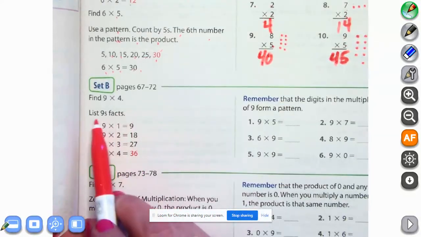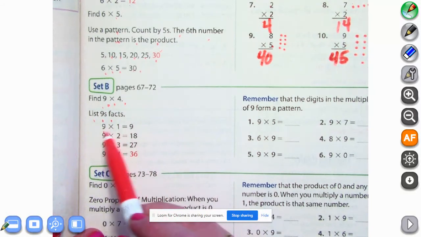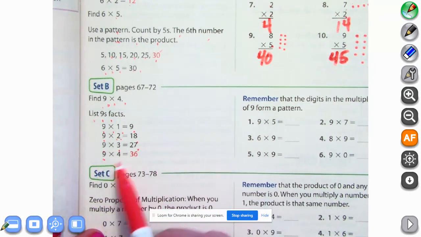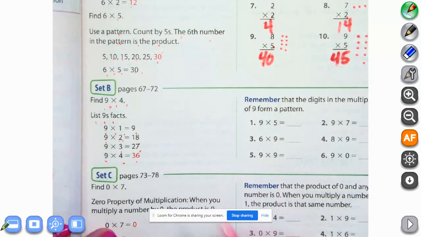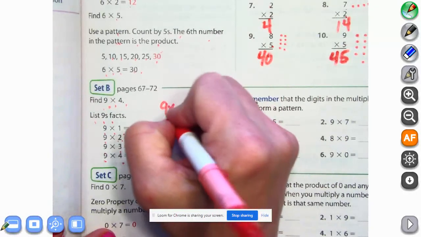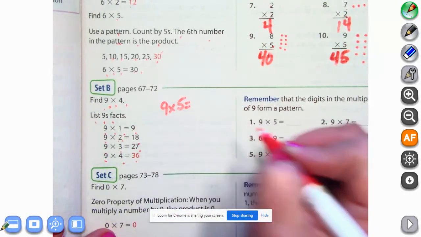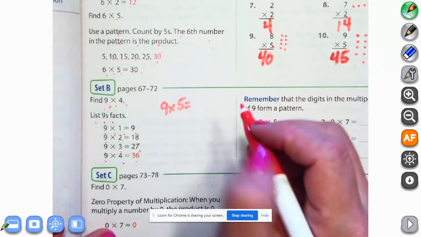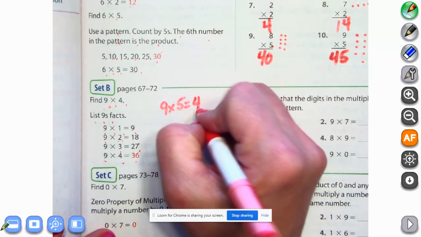It says find 9 times 4. List 9's facts. 9 times 1 is 9. 9 times 2 is 18. 9 times 3 is 27. 9 times 4 is 36. 9 times 5 is 5, 10, 15, 20, 25, 30, 35, 40, 45.